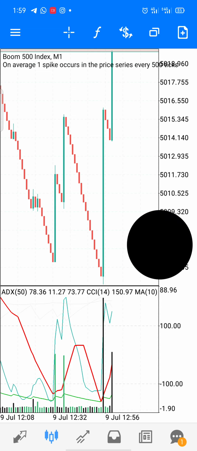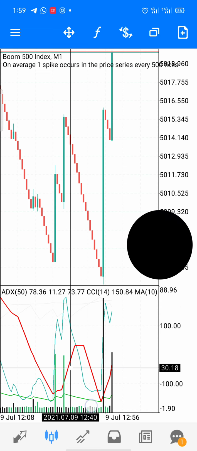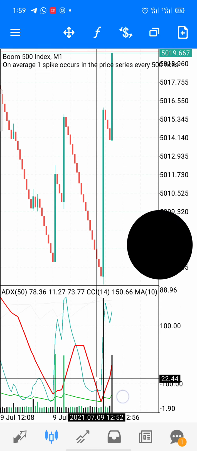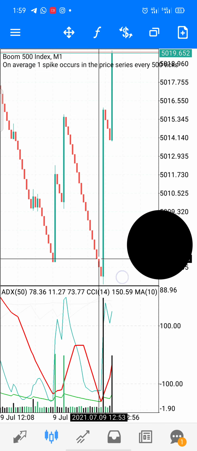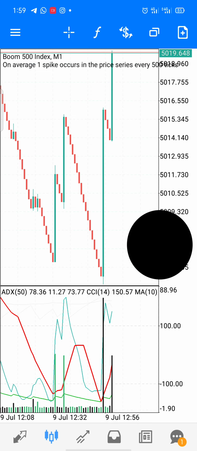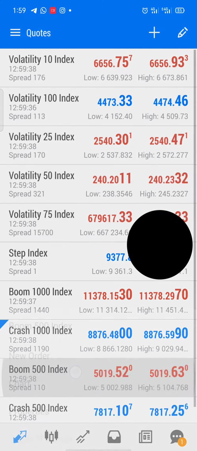You see it crossed below. Wow. So guys, this is a perfect example. The red moving average crossed below, and then it made a spike. You can see that, guys. It gave us a black line, which indicates another spike. And look, we got another spike.